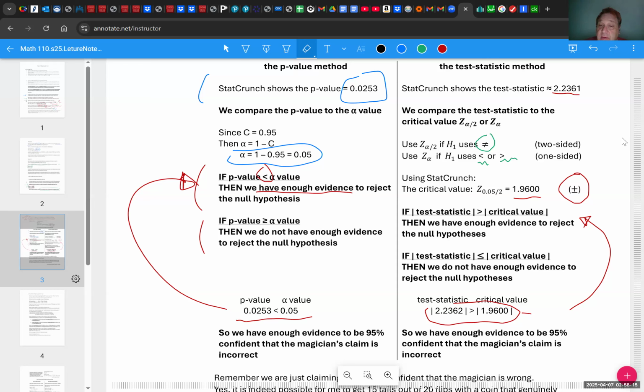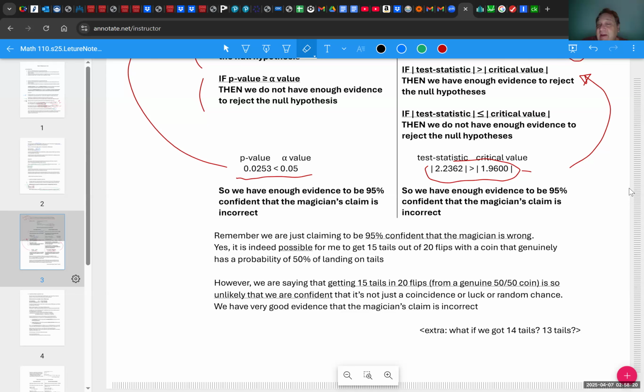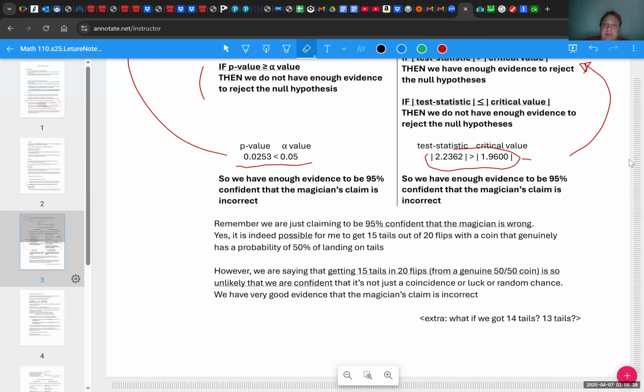All right, so now let's talk about our conclusion. We know we have enough evidence to be 95% confident that we can reject the magician's claim. So what are we saying? This is getting into how to properly describe our conclusion using the context of this scenario. I'm just going to remind you that we are claiming to be 95% confident the magician is wrong. It still is possible for us to get 15 tails out of 20 flips with a coin that is genuinely 50-50.